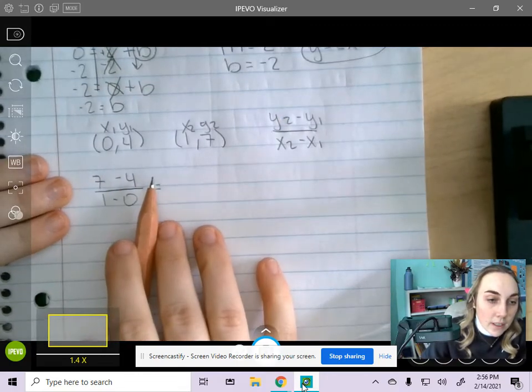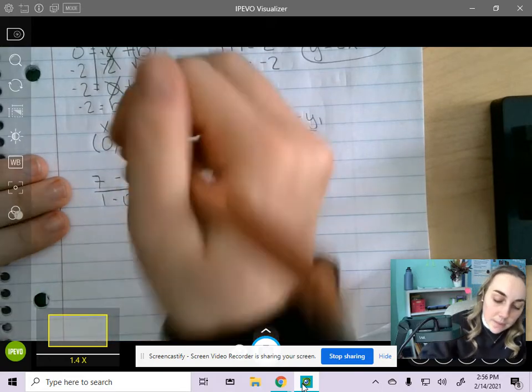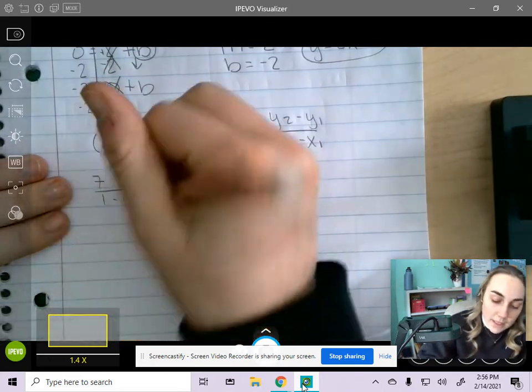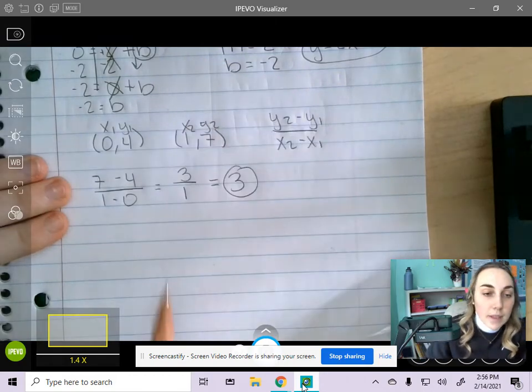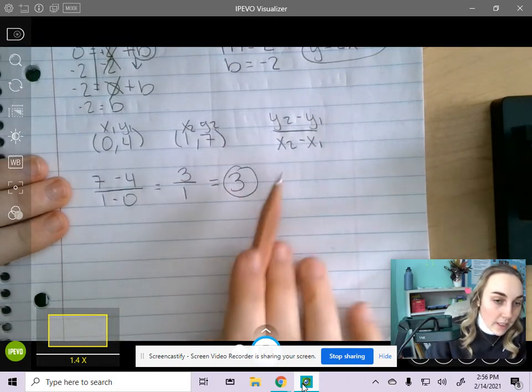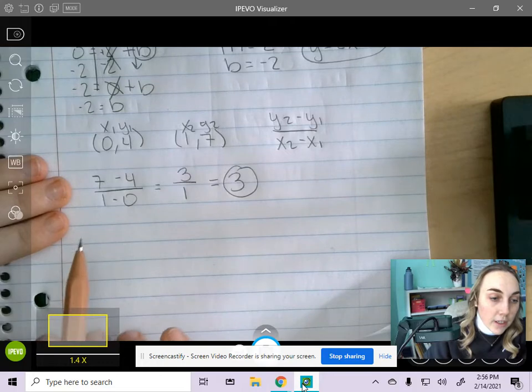7 minus 4 is going to give us 3. 1 minus 0 is going to give us 1. So our slope is 3, because any number over 1 will give us an answer of just the numerator. Okay, so 3 over 1 is the same as saying 3.